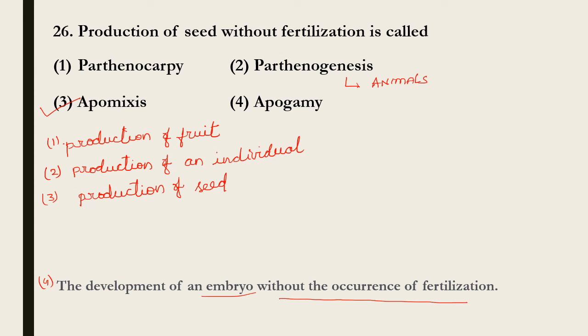So production of fruit without fertilization is parthenocarpy. In animals, the production of individuals without fertilization is parthenogenesis; an example is drones of honeybees. Production of seeds without fertilization is apomixis, and development of an embryo without fertilization is apogamy. So the correct answer is 3.